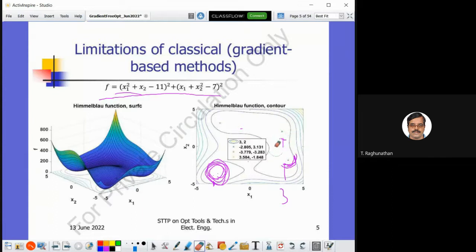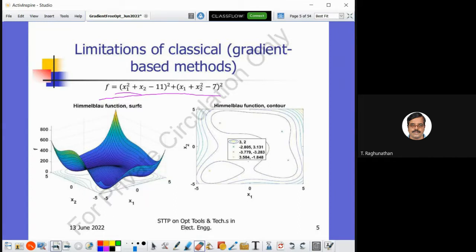So that information is there in the plot that I am showing you, which is not there in the figure you get from the net. This is an example of a multimodal function. The Himmelblau function is an example of a multimodal function.